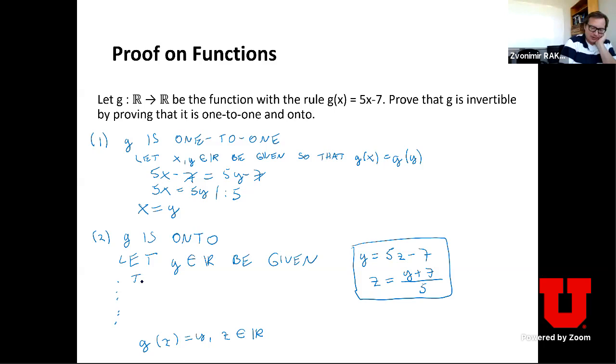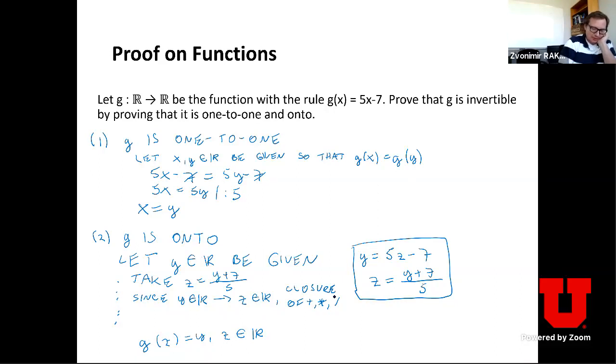So we continue our proof here. We take z to be equal to (y plus 7) divided by 5. Now we have to show that z is an element of R. Since we picked y such that it's an element of R, z is an element of R as well. That follows from closure of plus, multiplication and division.